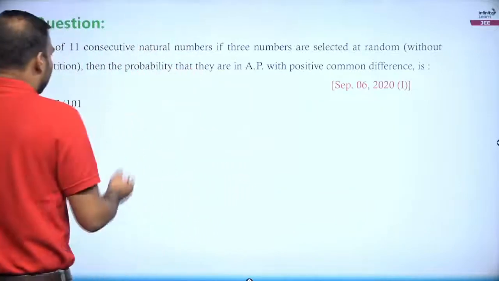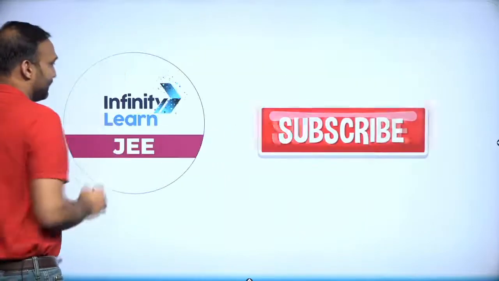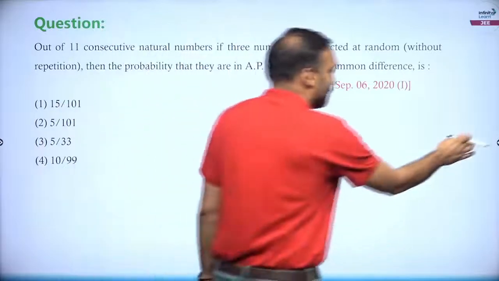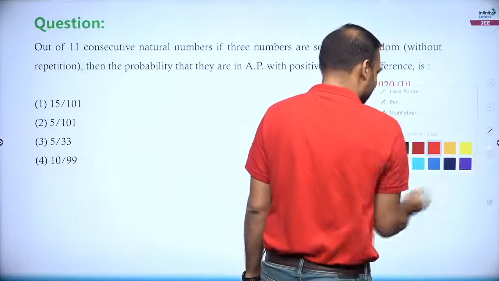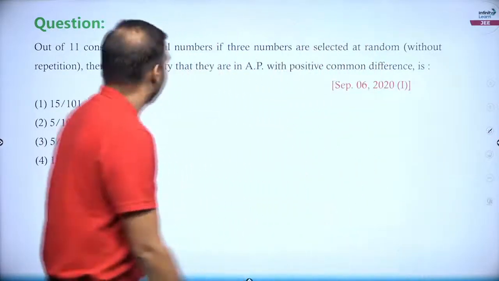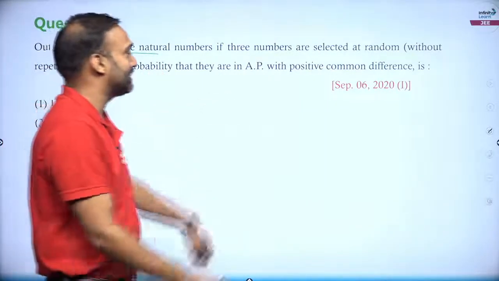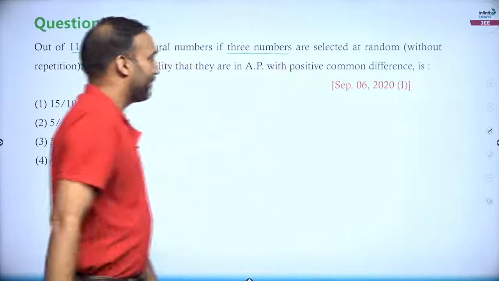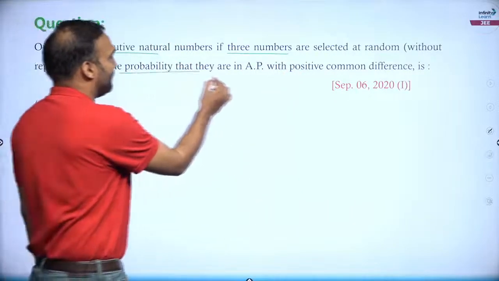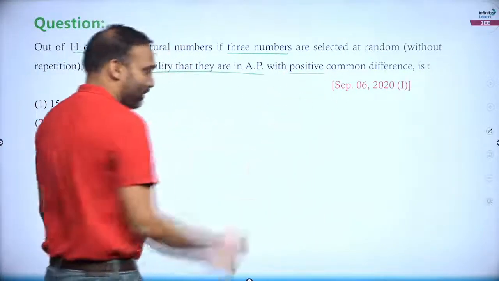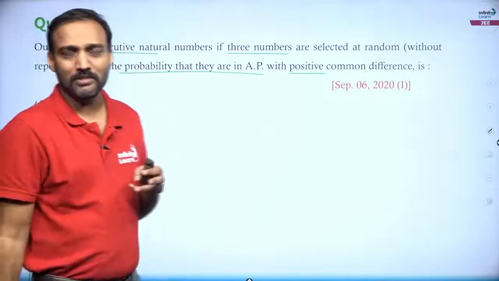The question number 1 says, out of 11, my bad, let's pick a pen and a color. So let's have green today, right? So out of 11 consecutive natural numbers, if 3 numbers are selected at random, then the probability that they are in AP with a positive common difference. Now what do you mean by a positive common difference?